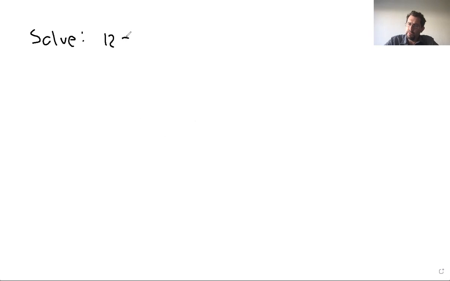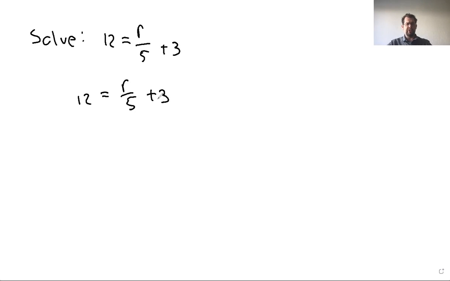12 equals r over 5 plus 3. We want to get rid of all the things around the variable first, working from the furthest away from the variable and working our way inward. So we're going to get rid of this 3 first. We're going to subtract a 3 from both sides.